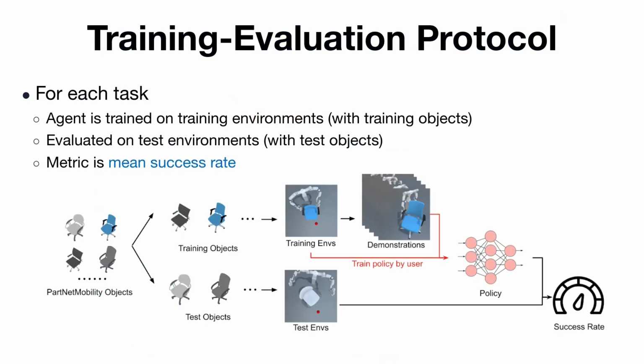Now we have introduced all the significant features of the ManiSkill benchmark. The next question is how to use this benchmark. Basically, our training evaluation protocol is quite similar to that of supervised learning. We split the objects from a single category into non-overlapped training sets and test sets, then build the training and testing environments respectively. For each task, the agents should be trained based on the training environments and the provided demonstrations, and then they are evaluated on test environments. The performance metric of an agent is the mean success rate over all tasks.